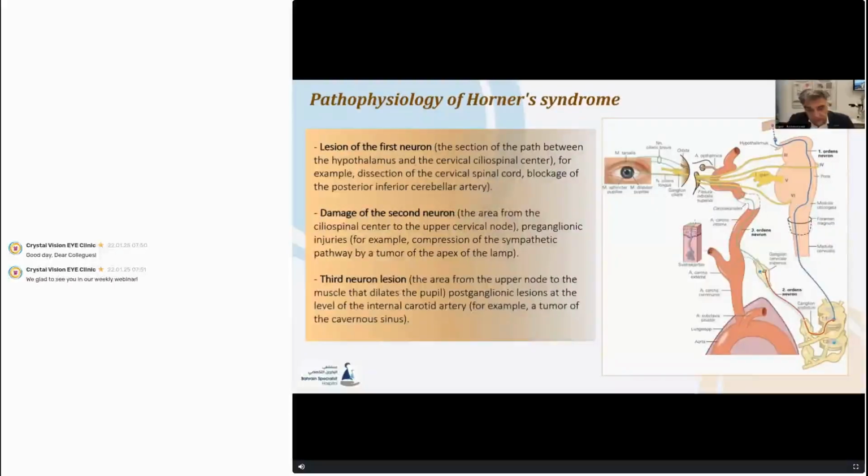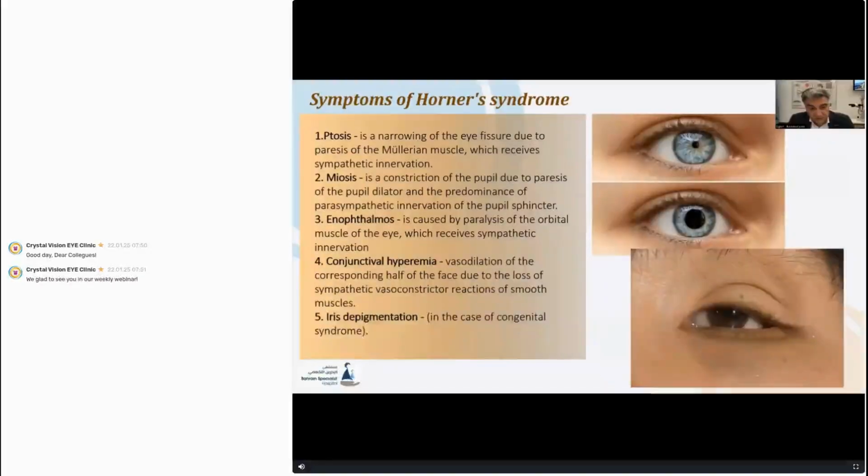As the iris develops, the iris begins to lose pigment, but this only happens if Horner's syndrome develops almost immediately after birth or has a congenital nature. Here we show different variations of the manifestations of Horner's syndrome, as you can see. The lower image shows enophthalmos, upper ptosis, miosis, and hyperemia of the conjunctiva.